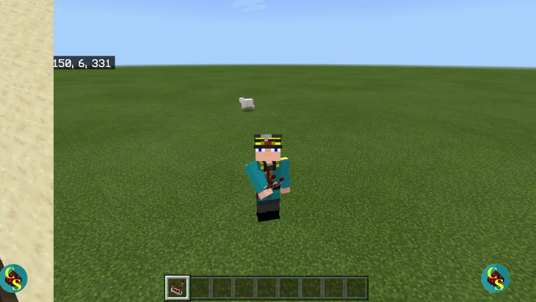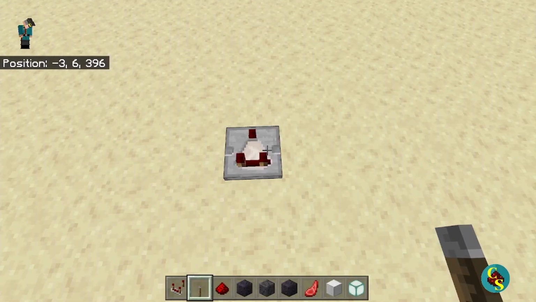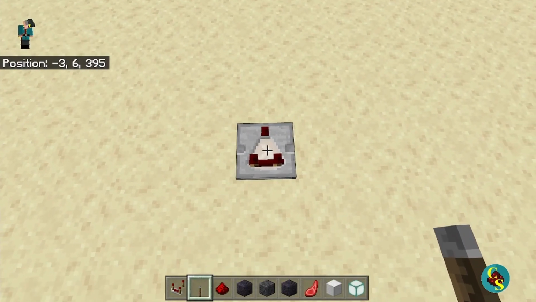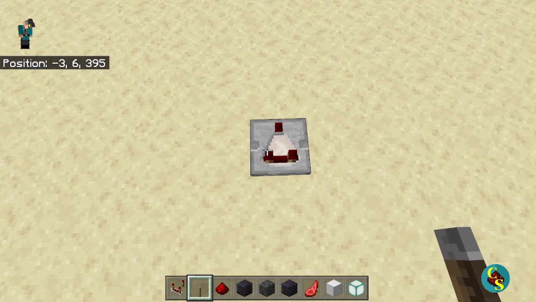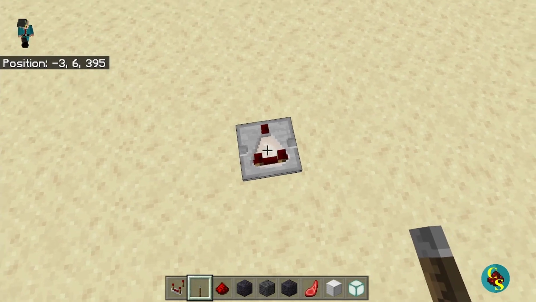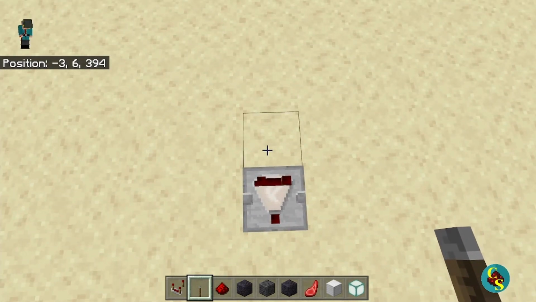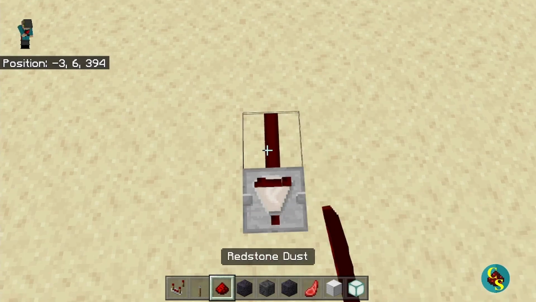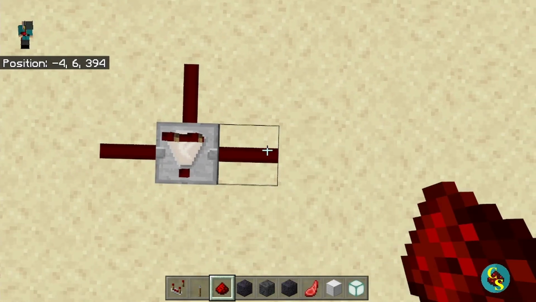Now, onto the video. The comparator in Minecraft has three main functions: comparing, subtracting, and measuring containers. We are going to start by looking at the first of those three, comparing. A comparator can take inputs from three places: the back and both of the sides.